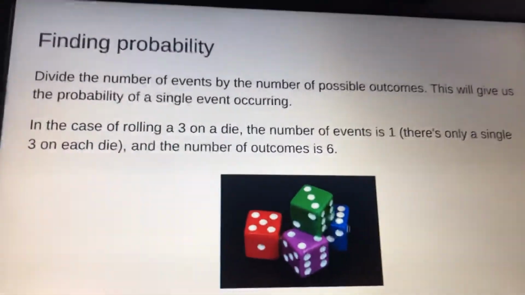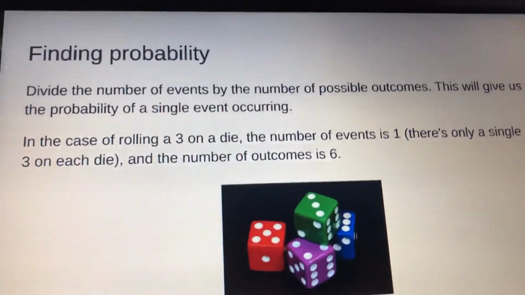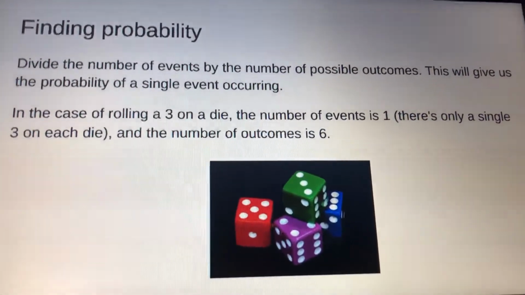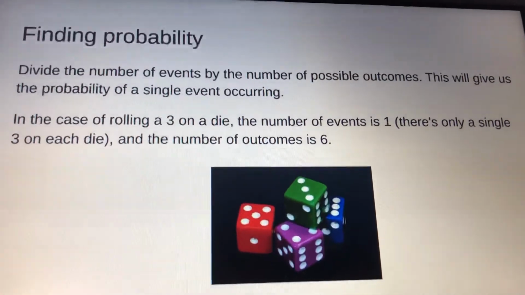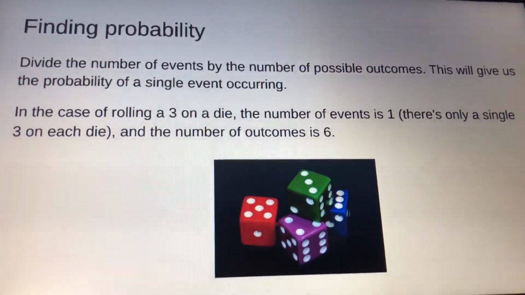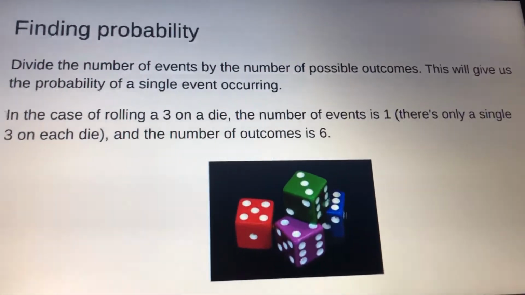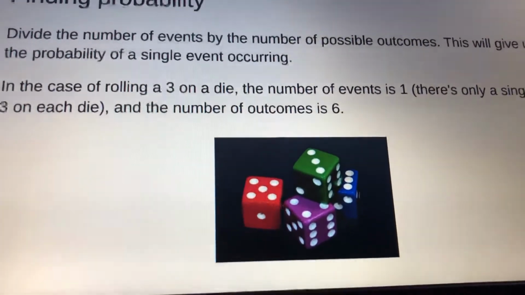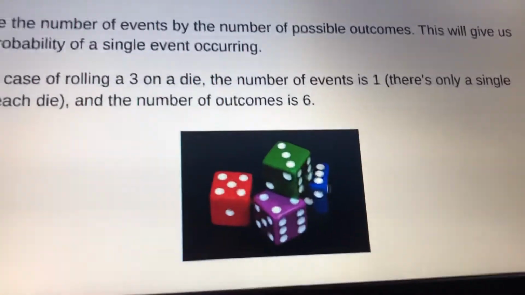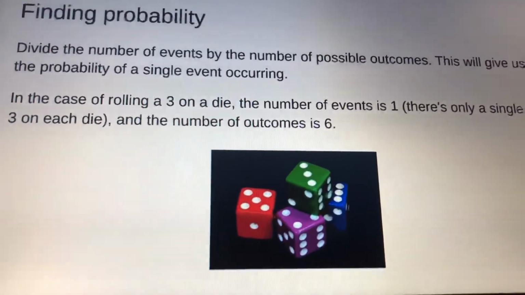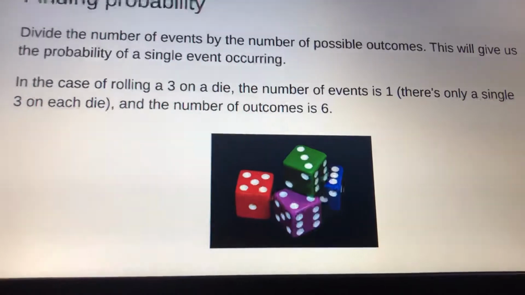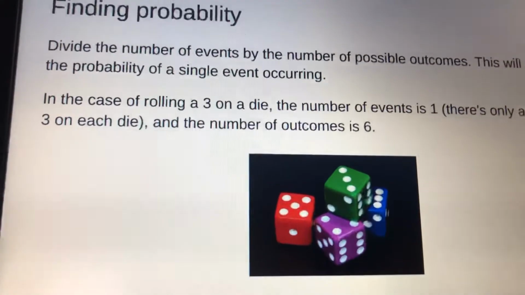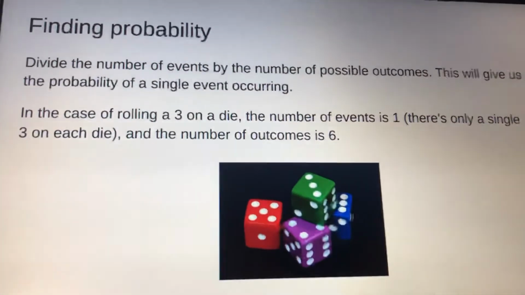Finding probability: you divide the number of events by the number of possible outcomes. This will give us the probability of a single event occurring. So, in the case of rolling a 3 on a die, the number of events is 1. There's only a single 3 on each die, and the number of outcomes is 6. That was an example. Here's a nice little picture showing you what a die is.